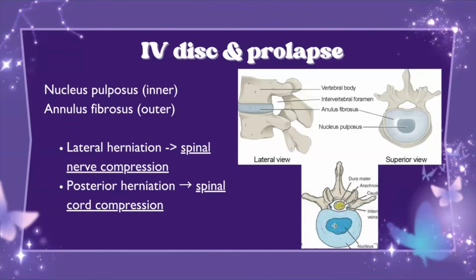Now, for whatever reason, with age, the annulus fibrosus kind of wears down. And if there is a tear in the annulus fibrosus due to age or any other conditions, then this nucleus pulposus, this gel, would kind of leak out. If the nucleus pulposus herniates laterally, then you would have compression of the spinal nerves. However, if it herniates posteriorly, then you would have compression of the spinal cord because it would leak into the vertebral canal.